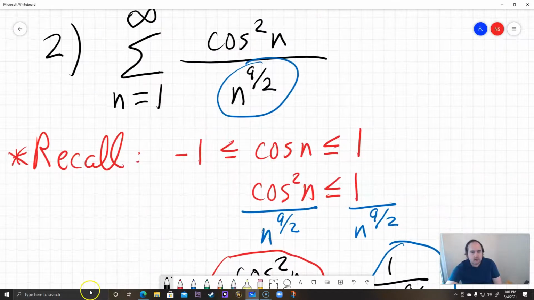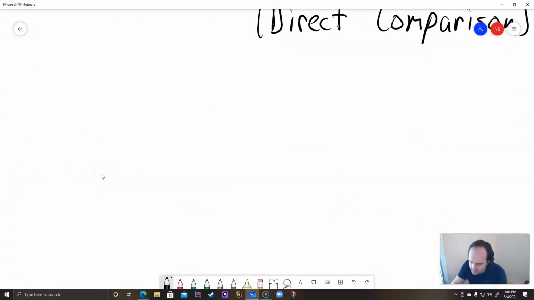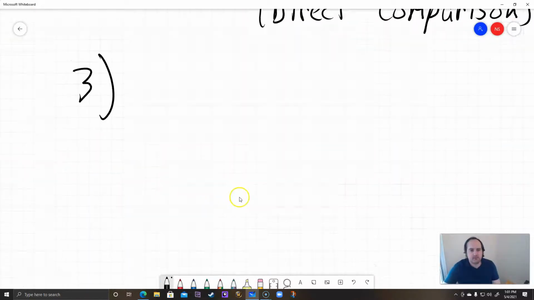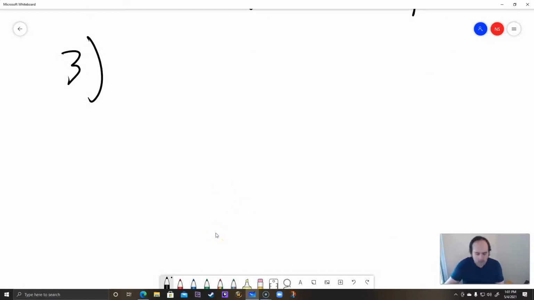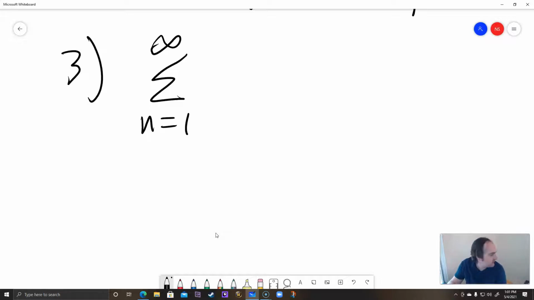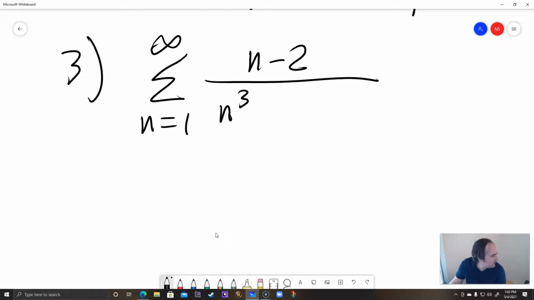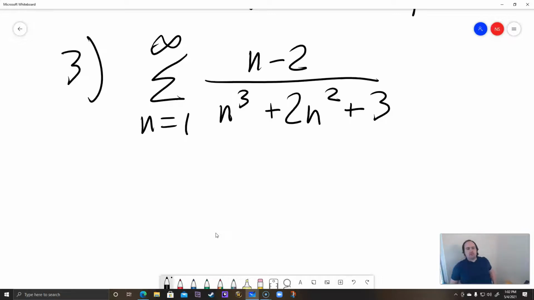Okay, so let's take a look at example number 3. For example number 3, we have a little bit more complicated formula. For this one, it's the sum from n equals 1 to infinity of n minus 2 over n cubed plus 2n squared plus 3.